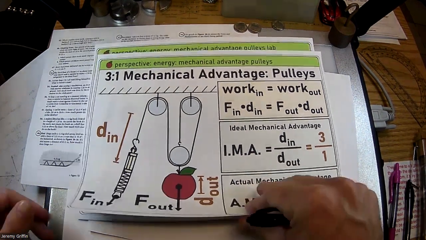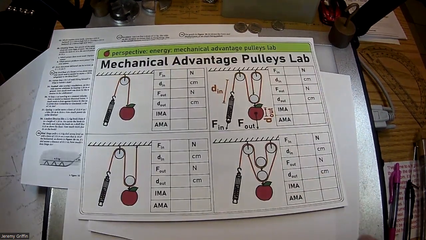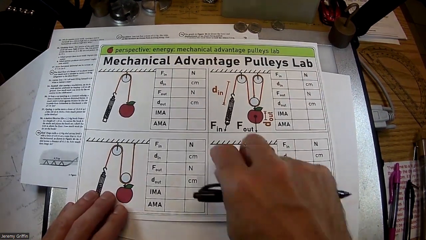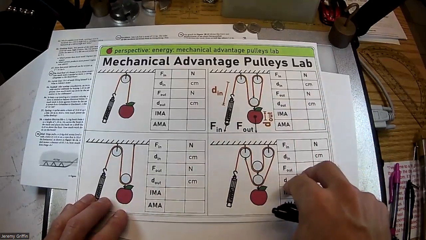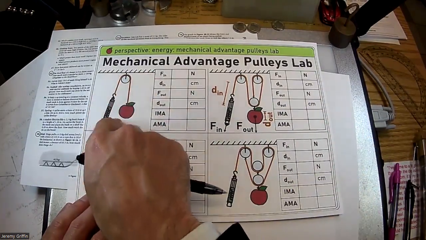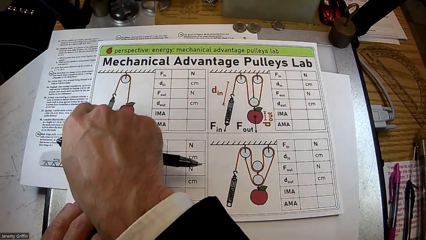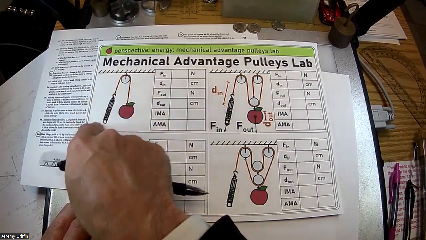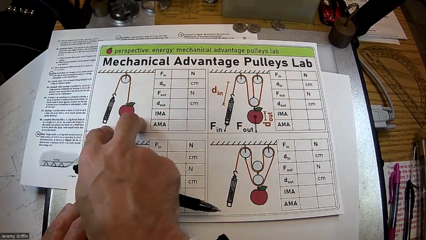On Thursday, when I have you do this lab, I'll have you rig up a few different pulley systems. Here could be 1-to-1 mechanical advantage, where you're not really getting an advantage other than maybe rerouting the direction, so you can pull down and it pulls up. But you're not really amplifying your strength.